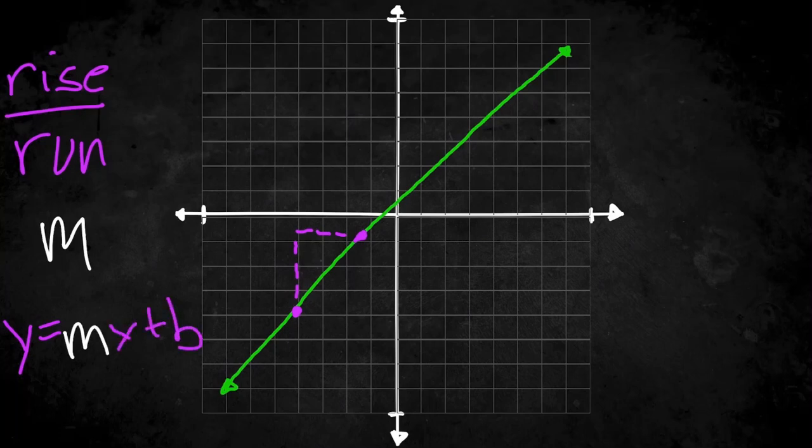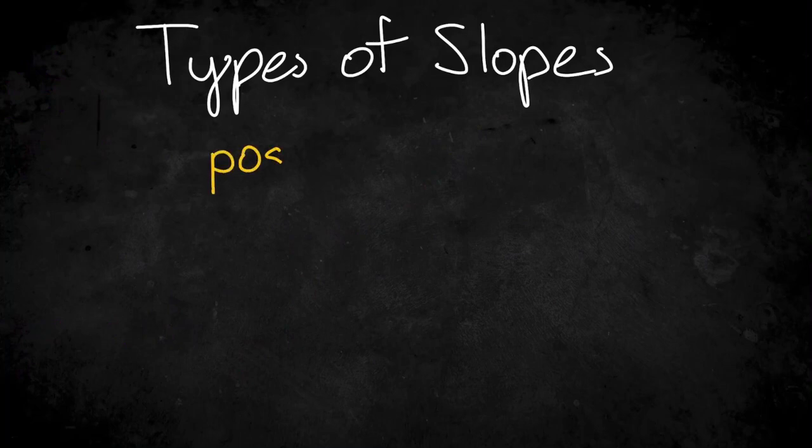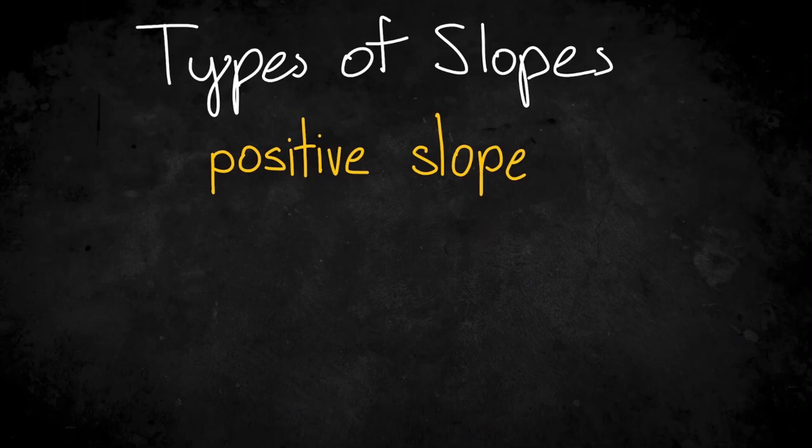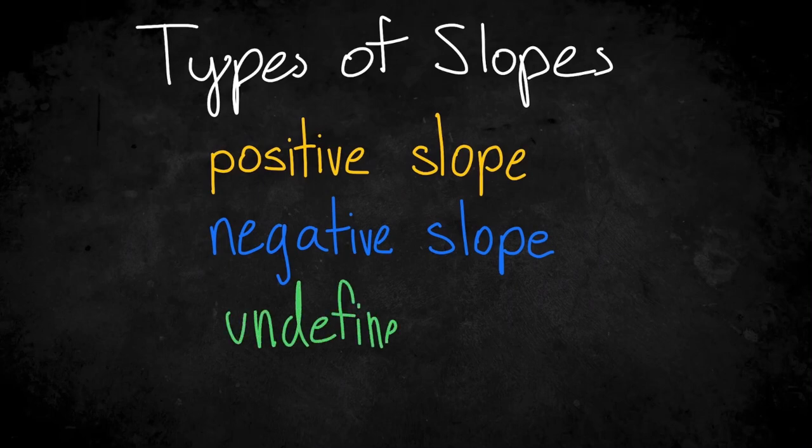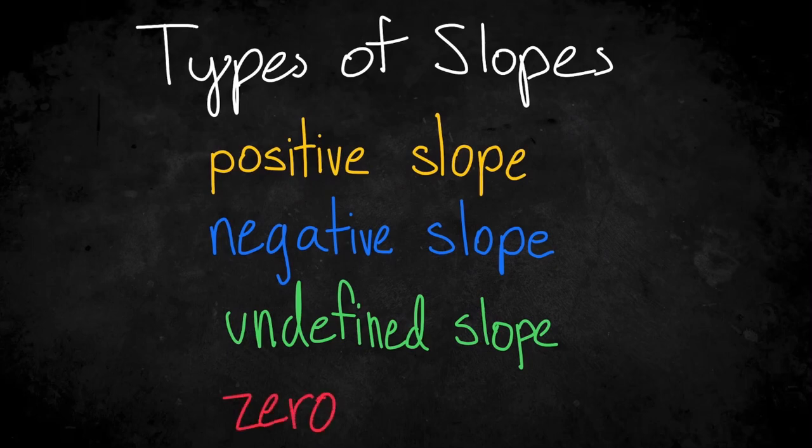plus b. But what you probably don't know is that there are 4 different types of slopes. And those are, first, the positive slope. The positive slope is when the slope of a line is positive. Then you have a negative slope. That is when the slope of a line is negative. You have an undefined slope, and then you have the zero slope.